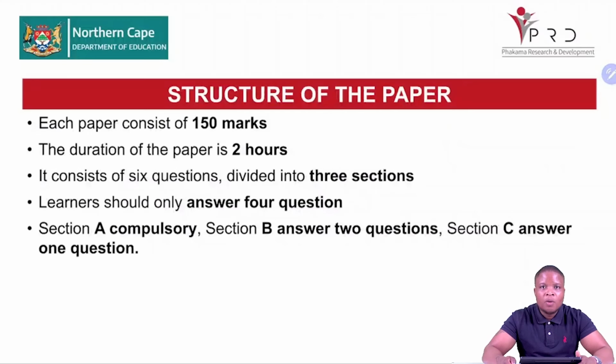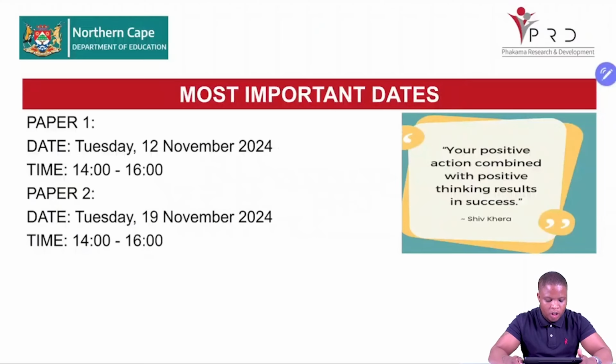All your papers, both paper 1 and paper 2, consist of 150 marks for 2 hours. You have 6 questions. From those 6 questions, you must only answer 4, meaning you have 1 from section A, 2 from section B, and then 1 from section C. Your most important date for this year's examination is the 12th November 2024, which is your paper 1. Then your paper 2 will be written on the 19th of November 2024.